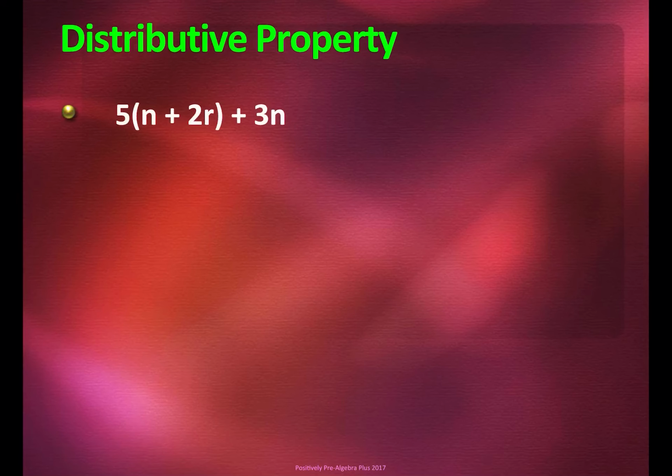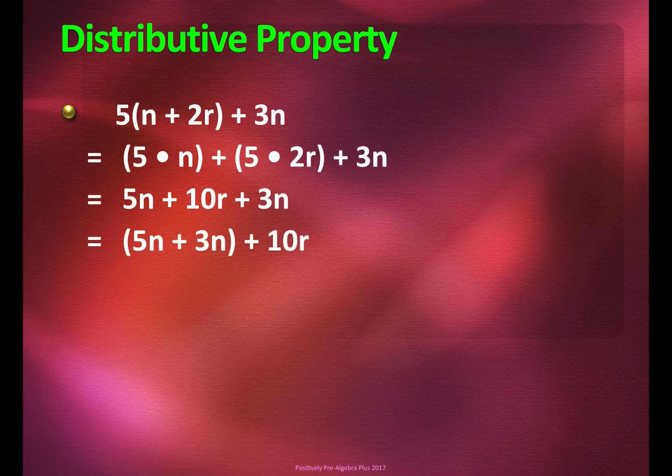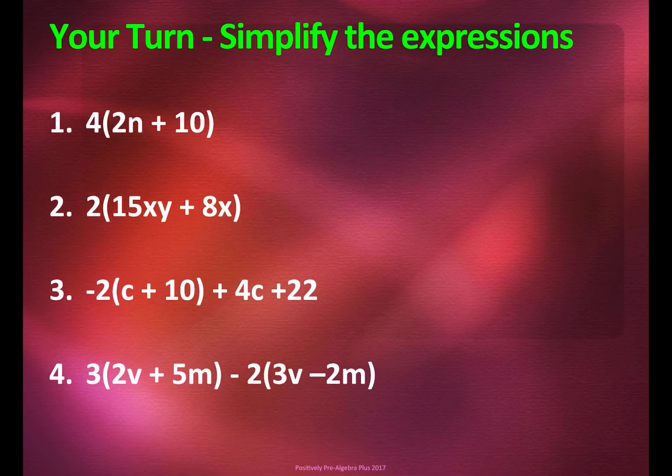And let's look at this one, 5 and then n plus 2r plus 3n. So if I go 5 times n plus 5 times 2r, because I'm giving that 5 to both of those in the parentheses, plus the 3n is 5n plus 10r plus 3n. So now I can combine those two n's, which would be 8n, and then I have the 10r. So 8n plus 10r.